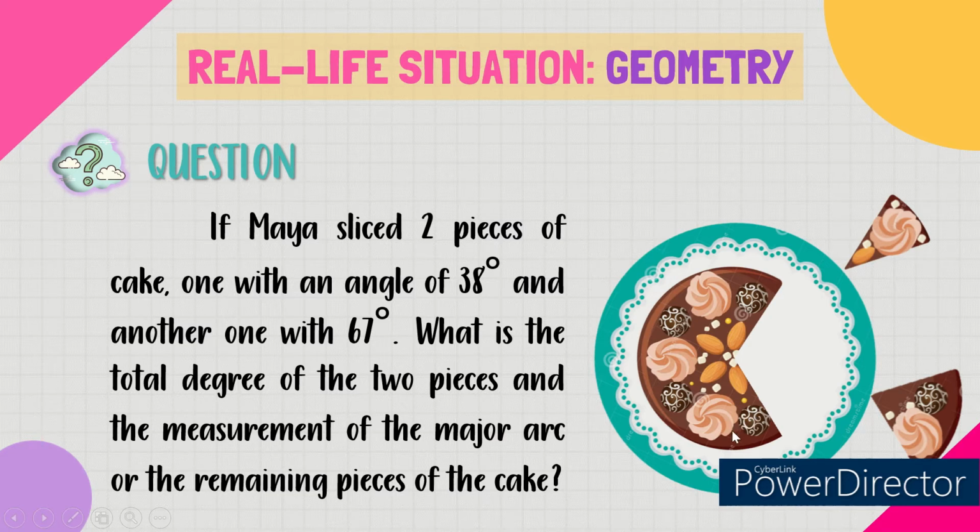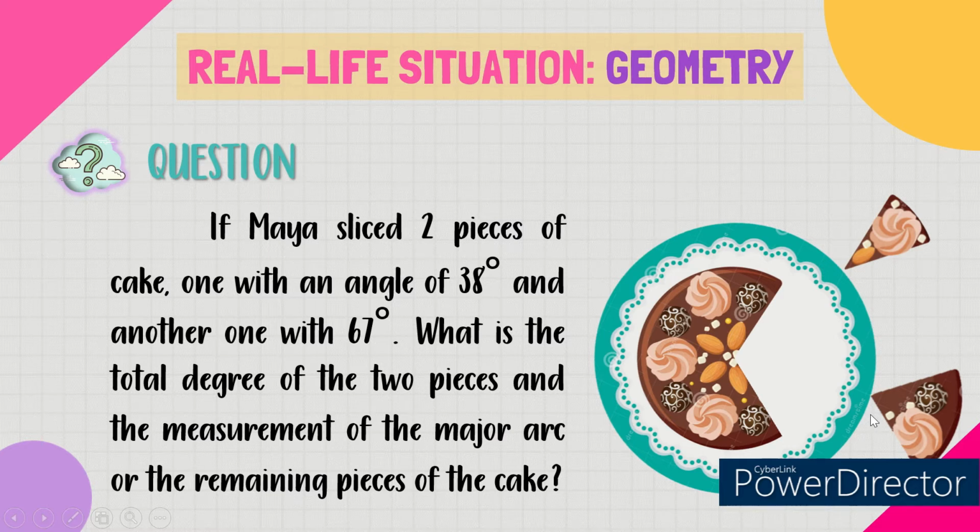First, let me explain what a major arc is. It is an arc with a degree measure of more than 180 degrees, while a minor arc, like this piece of cake here, is an arc with a measurement of less than 180 degrees.